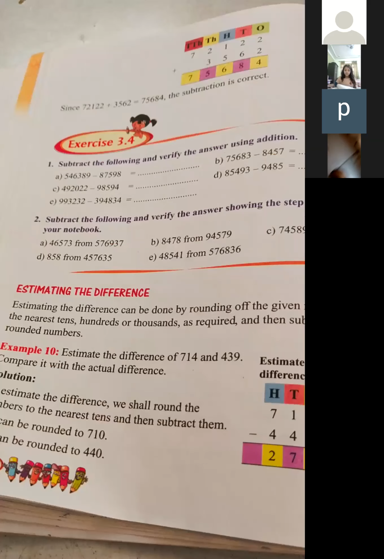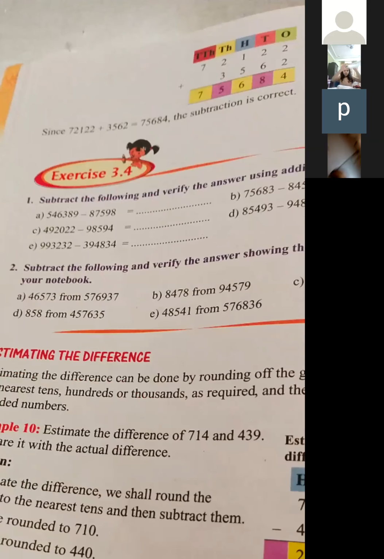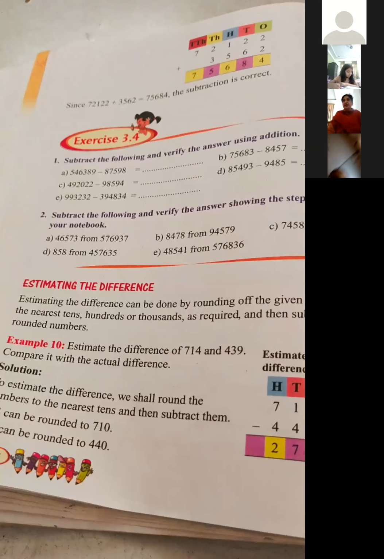Now have a look here. The question is, write down. Those who are here, write down 5, 4, 6, 3, 8, 9 minus 8, 7, 5, 9, 8. You know how to minus the question. Hurry up. Then I'm going to unmute any one of you.